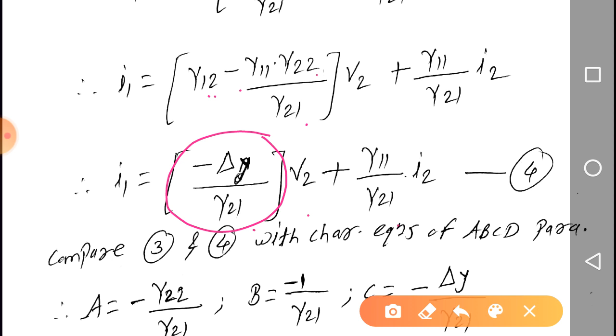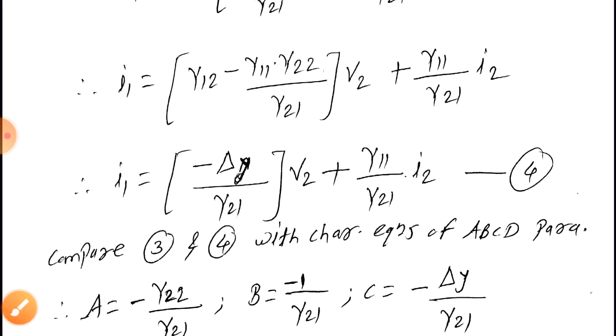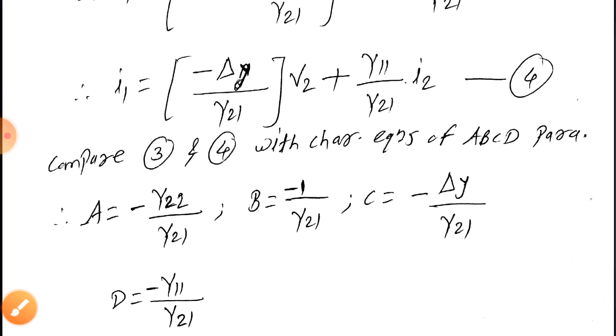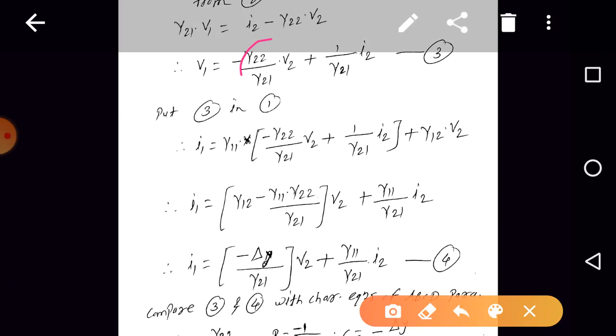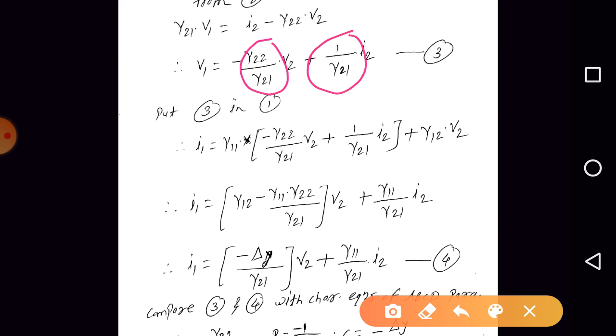So i1 is equal to C v2 minus D i2. So what is C? Minus delta y by y21. And what is D? Yes, be careful, in the ABCD parameter here we already have a minus term, so it is like minus of minus, right? Because minus of minus is plus, okay? So what is the parameter D? Minus y11 upon y21, right?